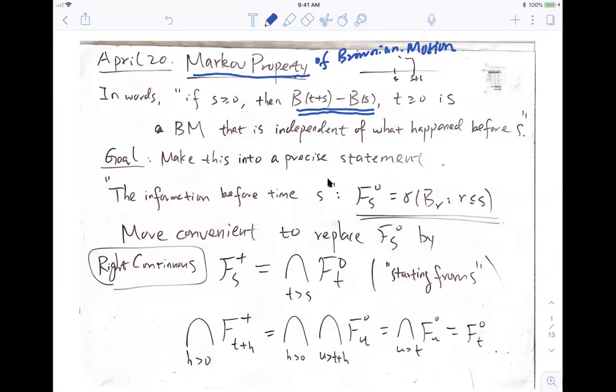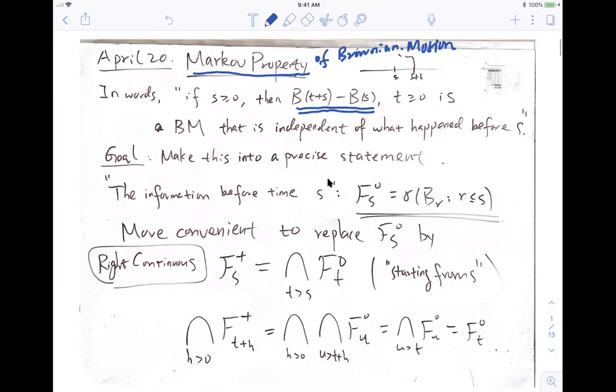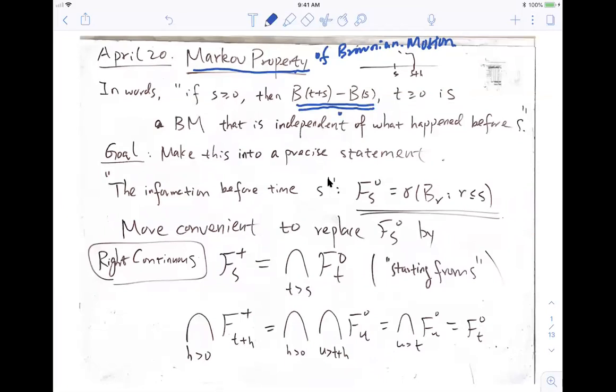So what does this mean? This new process is a Brownian motion. This is a new Brownian motion, which is independent of what happened before s. We know this intuitively, but what do we mean by what happened before s, which is the information before time s? The information of what happened before time s.